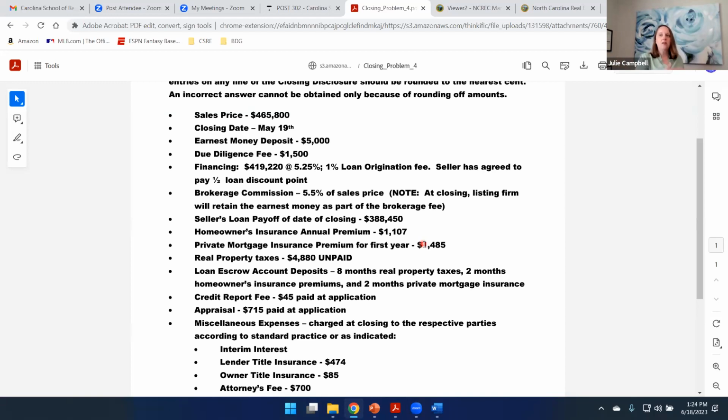So if the listing firm is holding the earnest money, they are going to accept that much less from the closing attorney. And again, how that shakes out on the settlement statement is a funny little thing that we need to talk about. So when we look at your commission, we're told it's 5.5% of the sales price. And then there's a note that says at closing, the listing firm will retain the earnest money as part of the brokerage fee. So let's talk about how that's going to look on our closing disclosure.